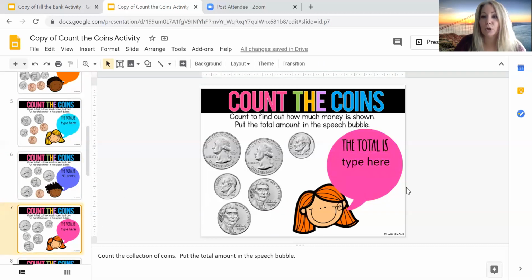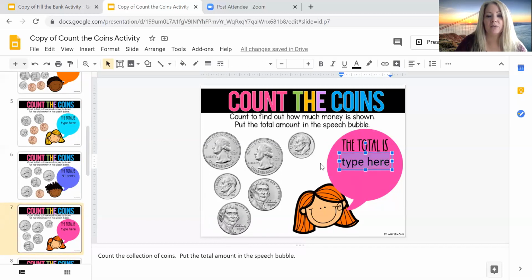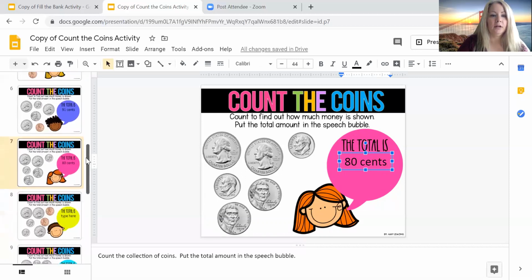Let's try another one. What do you see here, boys and girls? 2 quarters, 2 dimes, 2 nickels. So that means we're going to count by 25s twice, and then we'll start adding a couple of 10s, and then we'll add a couple of 5s. 25, 50, plus 10 is 60, 70, plus 5 is 75, and another 5 makes 80. So the total of coins there was 80 cents. All right.